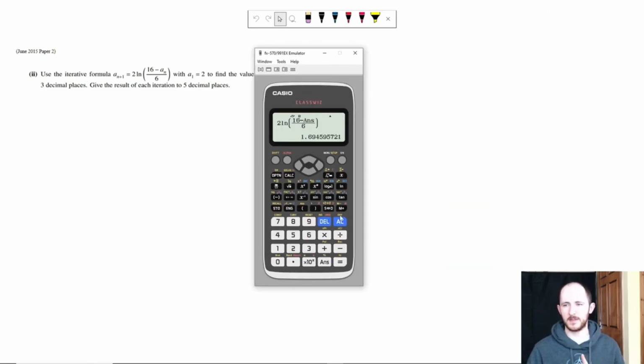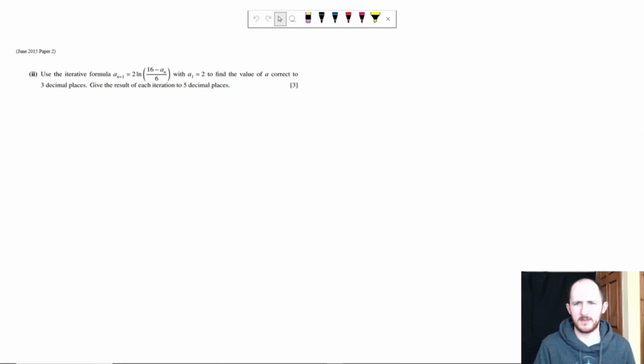So we're going to press equals. So A2 is 1.694595 and so on. I'm going to round that to 5 dp as it tells me to. So A2 is equal to 1.69460. So to 3 decimal places, this rounds to 1.695. If my next value rounds to 1.695, then I'm done.